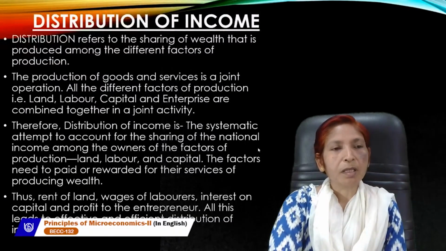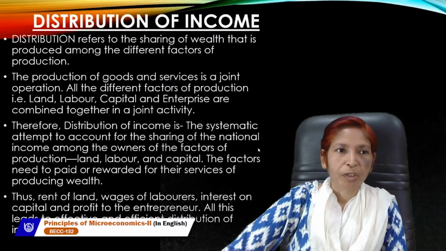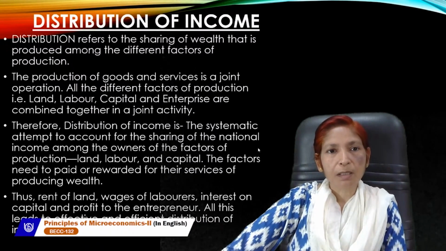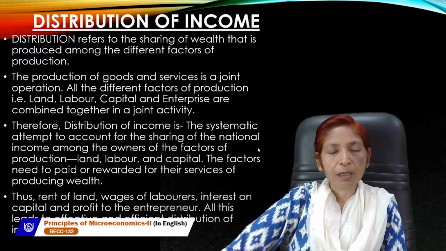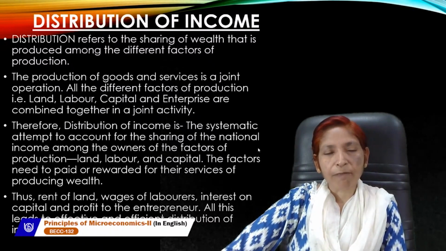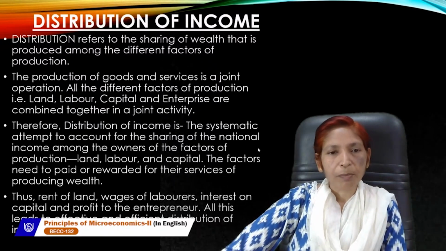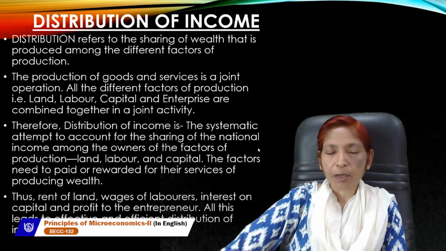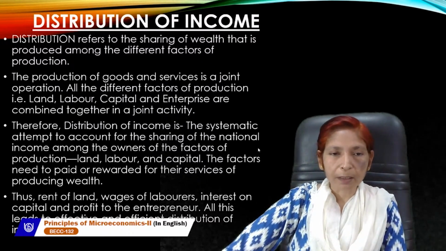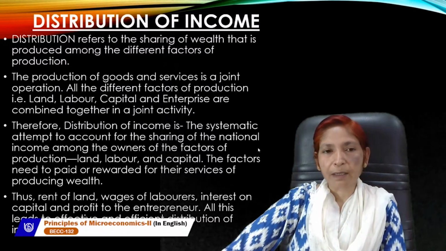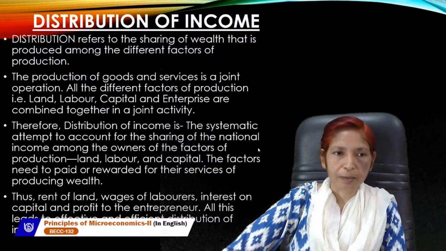Next is distribution of income. Distribution of income means the distribution of wealth that is produced among the different factors of production. How is income distributed among the factors of production? Because land gives contribution in the production of goods and services, and after rendering the services of land, we will give reward to land in the form of rent.